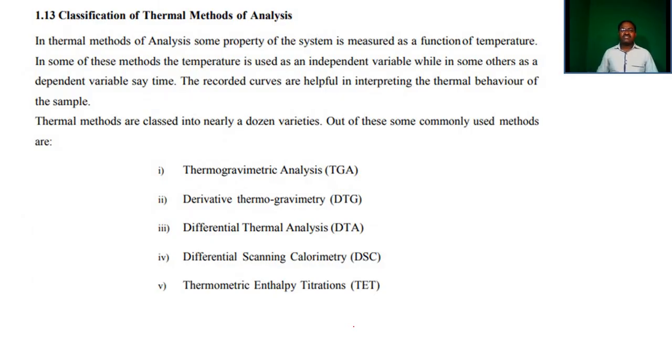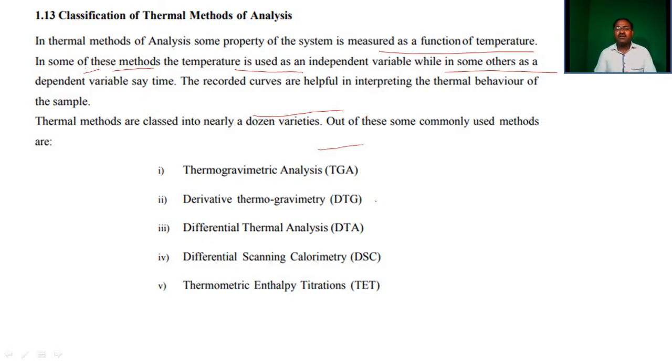Next, classification of thermal methods of analysis. In these, some property of the system is measured as a function of temperature. In some of these methods, temperature is used as the independent variable, while in others the dependent variable is, say, time. The recorded curves are helpful in interpreting the thermal behavior of the samples.